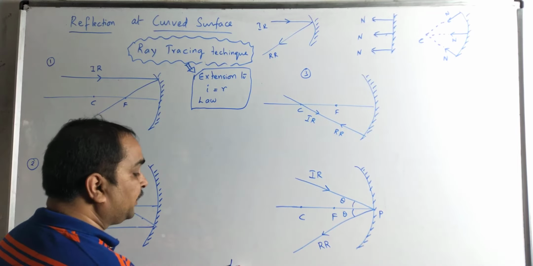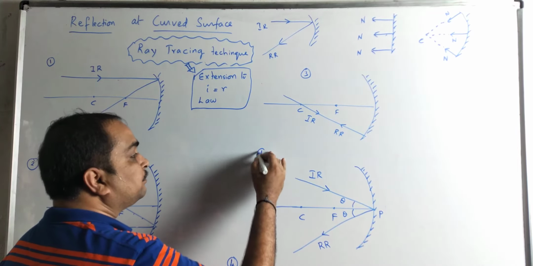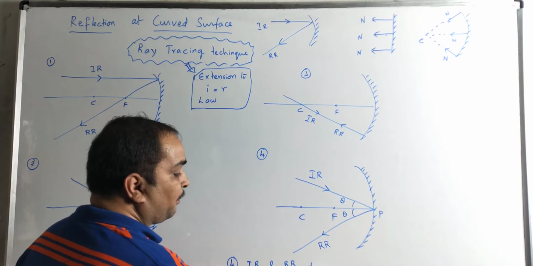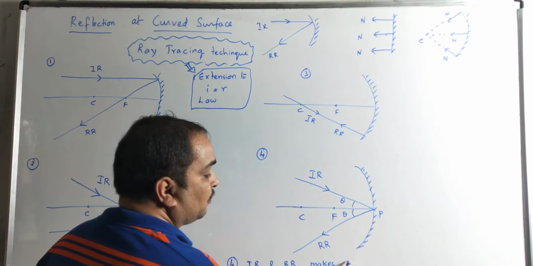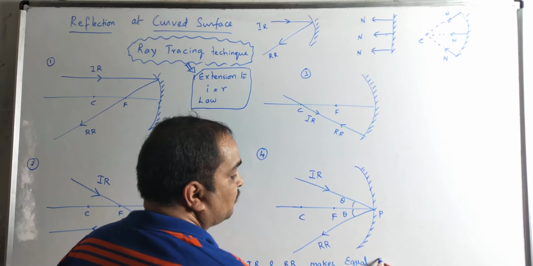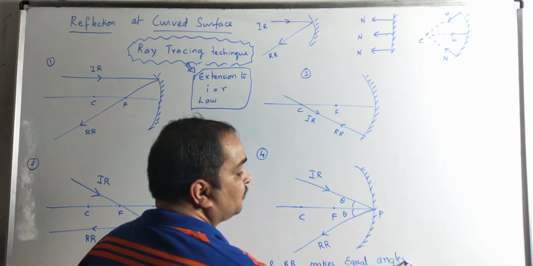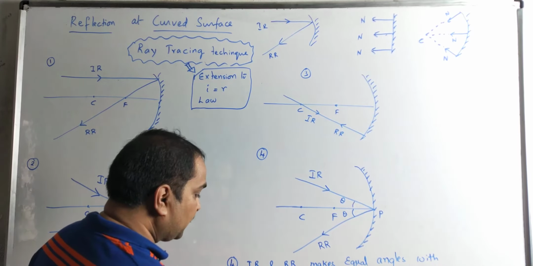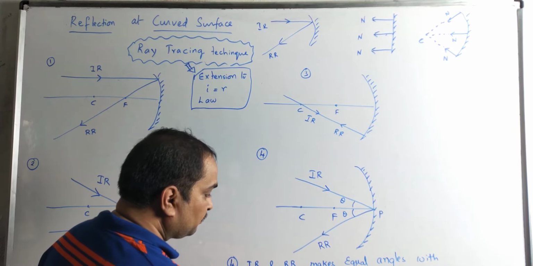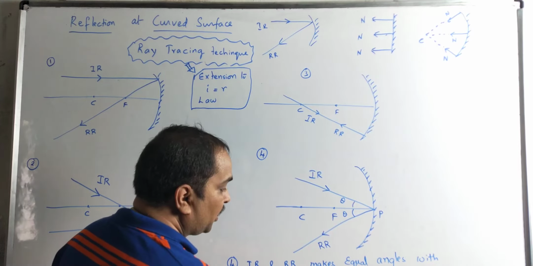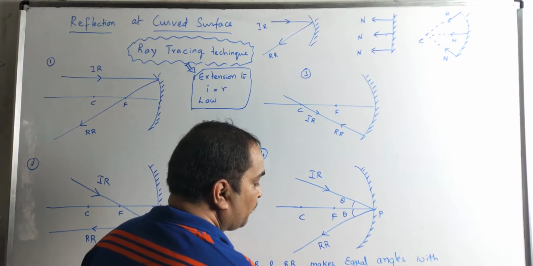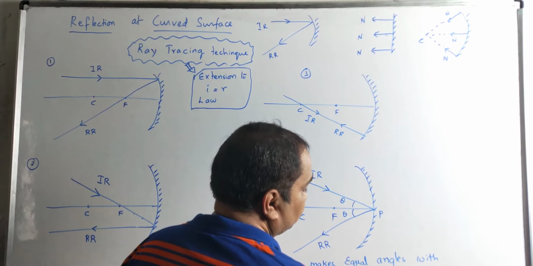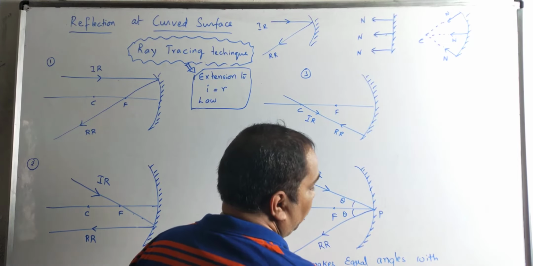So 4th ray tracing, what we have done: incident ray and reflected ray make equal angles with principal axis if they are incident on pole.